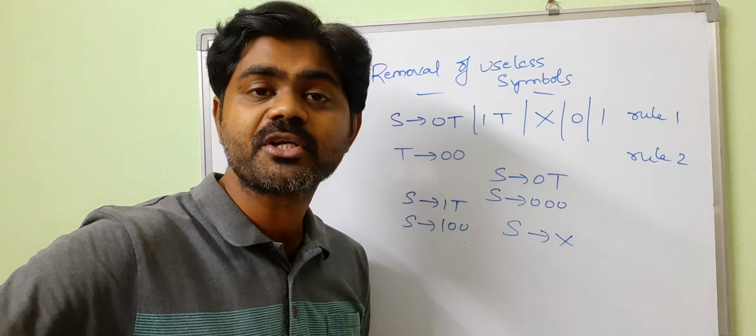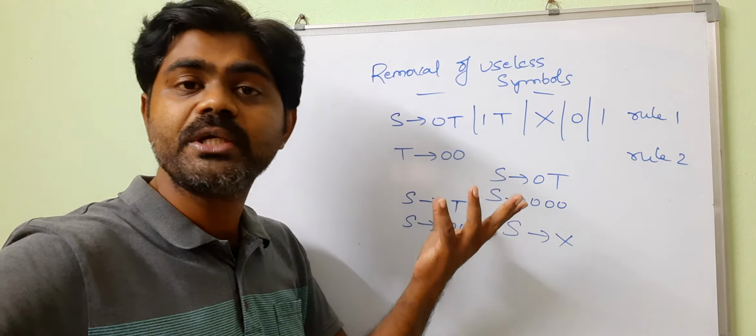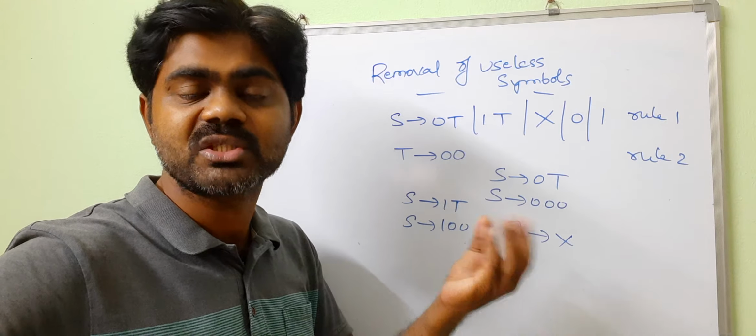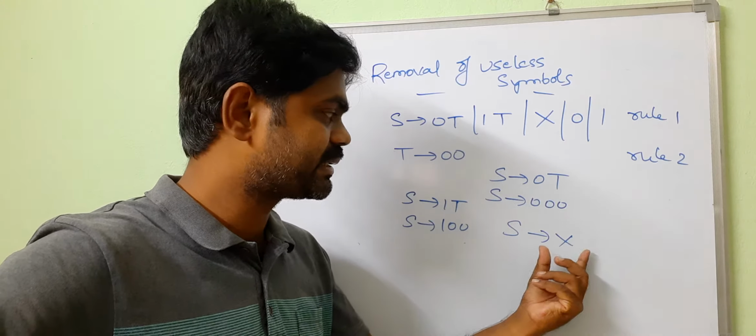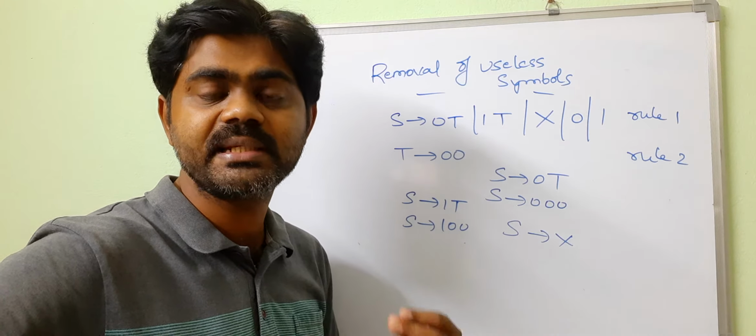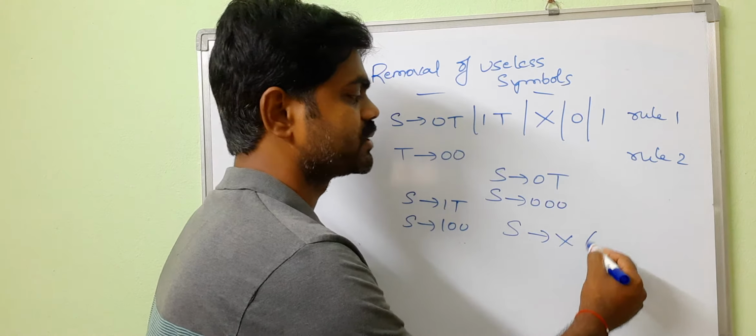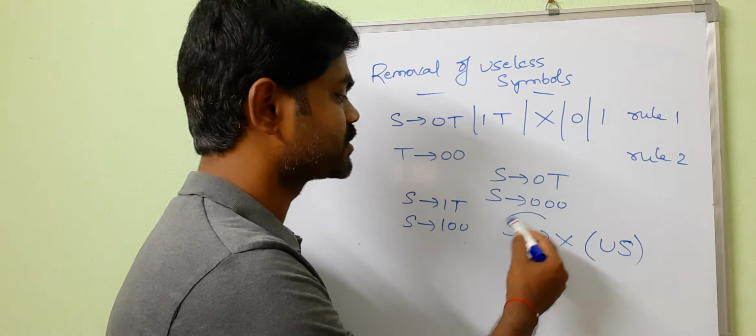So do we have a production of capital X in our two rules? We don't have a production of capital X. So can we substitute anything? No, right? So then S tends to X, is it a useful symbol or useless symbol? Obviously it is a useless symbol. So we'll not consider this.